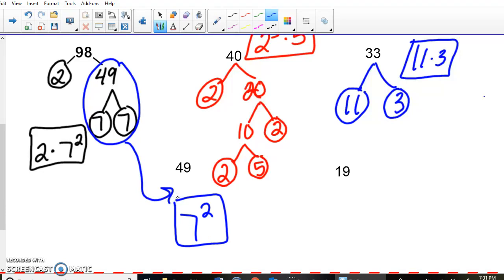Okay, 19 is a little unique because it's already a prime number. So the way we write that, we can't really do a tree for it. We just do 19, or you could do 19 times 1, since that's the only pair of factors that would work to give us 19.